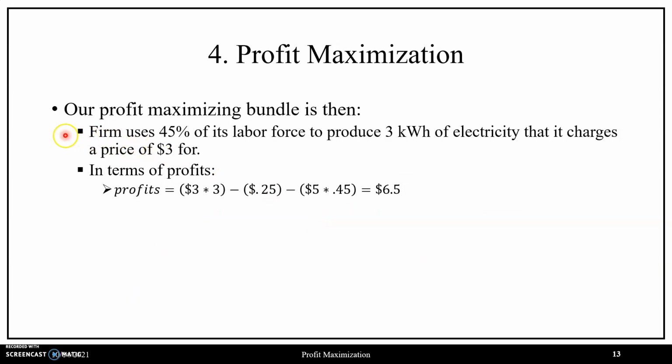So our overall profit maximizing bundle, to reiterate, is that the firm uses 45% of its labor force to produce 3 kilowatt hours of electricity that it charges a price point of $3 for. In terms of calculating profits, total revenue is the price point of $3 scaled by our output level of 3, giving us $9, minus our fixed cost of 25 cents, minus our variable cost of 45% of our labor force being used, scaled by the wage rate of $5. Taking the difference between total revenue and variable and fixed costs, this gives us a profit level of $6.50.